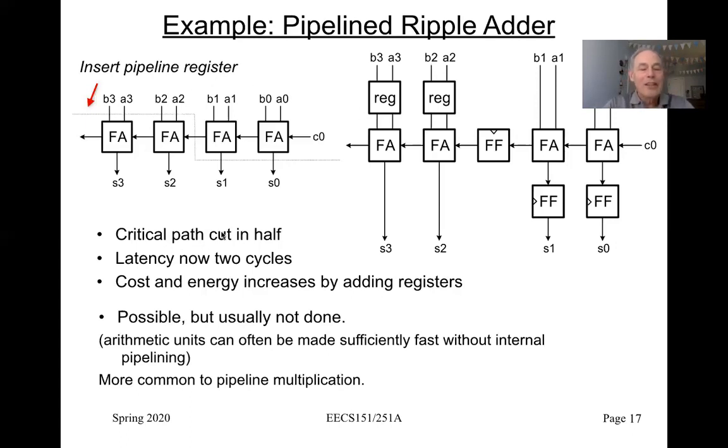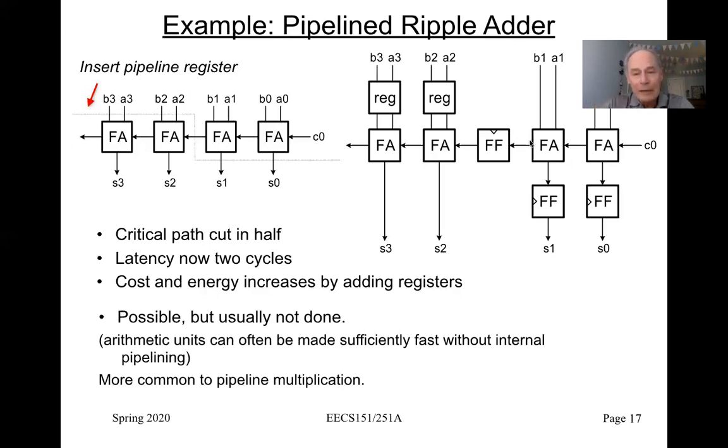This cuts the critical path in half. You'd expect this adder to run at approximately twice the speed, minus a little bit because of the flip-flops. The cost is increased a bit because we had to add these registers in here. This is a fairly simple circuit, so the overhead in cost of adding registers is significant. But if this were a big, expensive circuit, the incremental cost of adding registers would be relatively small. So this is possible for ripple adders. It's usually not done.